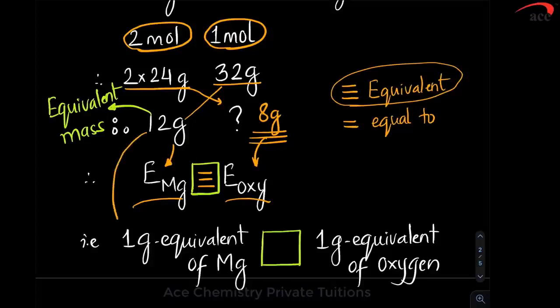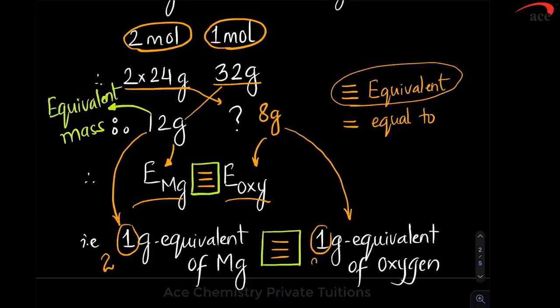Can I say 12 gram of magnesium is nothing but 1 gram equivalent of magnesium? And similarly 8 gram of oxygen, can I say it is 1 gram equivalent of oxygen? That means 1 gram equivalent of magnesium is equivalent to 1 gram equivalent of oxygen. You are able to see 1:1 correspondence is there. So if somebody, instead of writing 1, writes 2, then what do you feel here will be? Correct, it will be also 2.